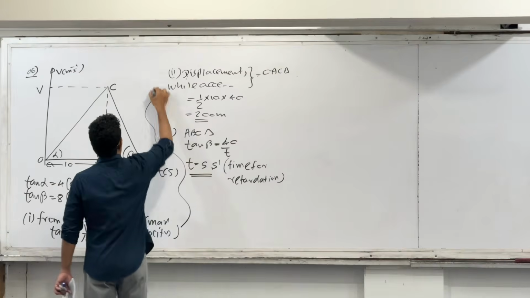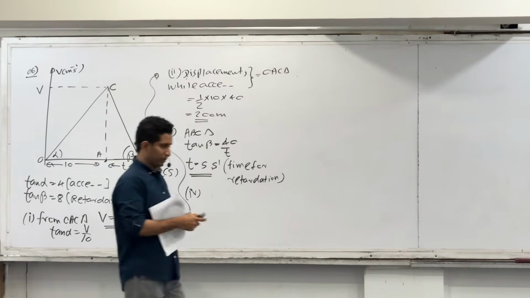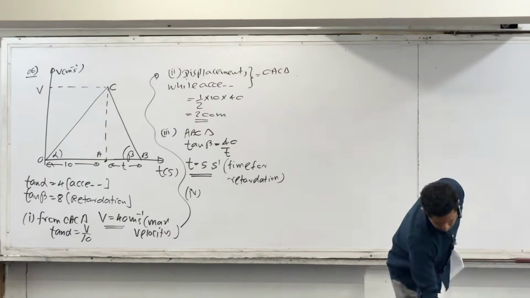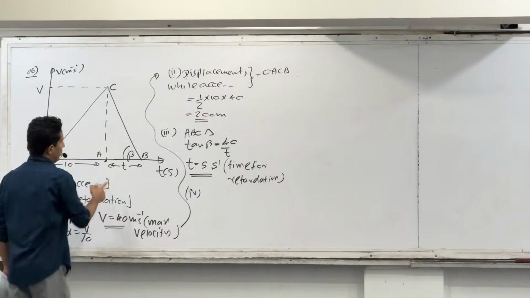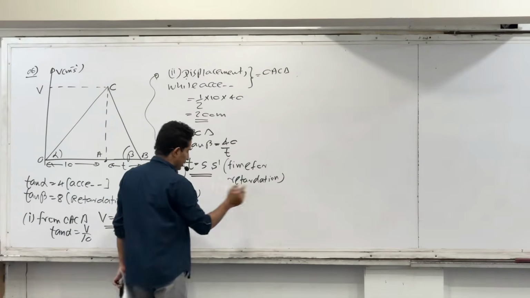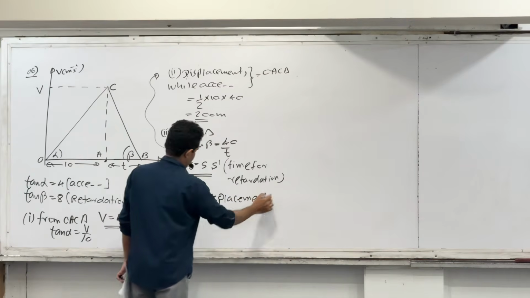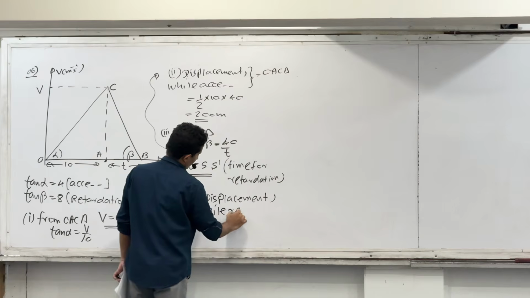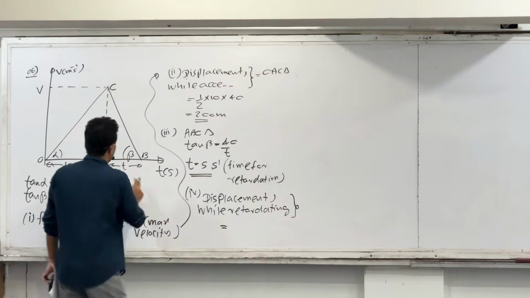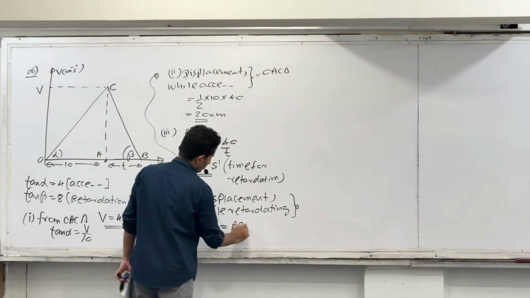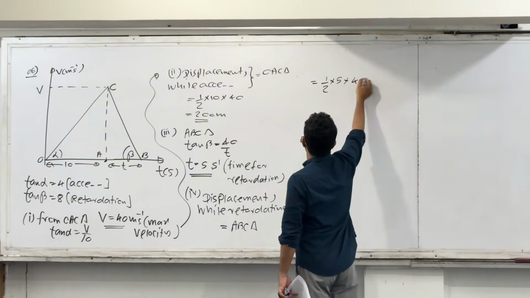The fourth one asks for the displacement during the time of retardation. Displacement while retardating is the ABC area, the ABC triangle. Now this comes half into 5 into 40, which is 100 meters.